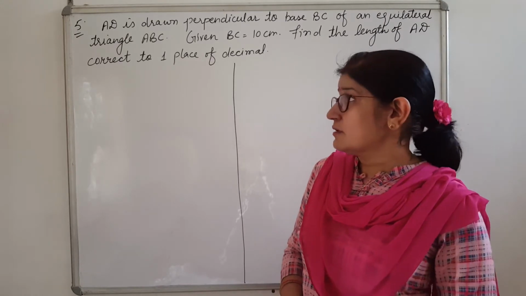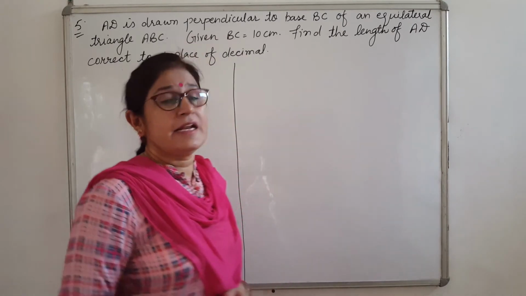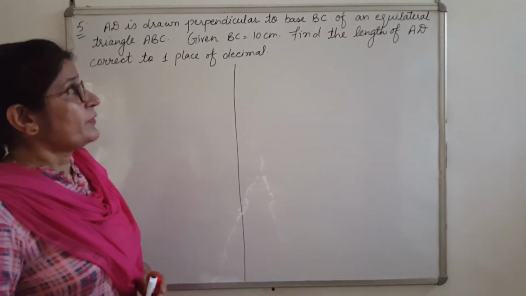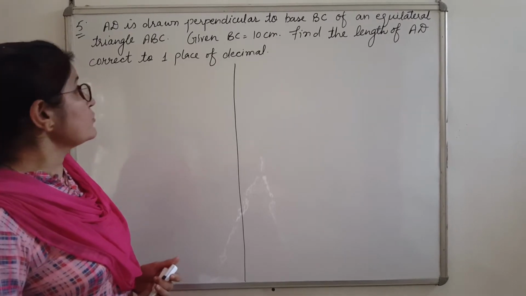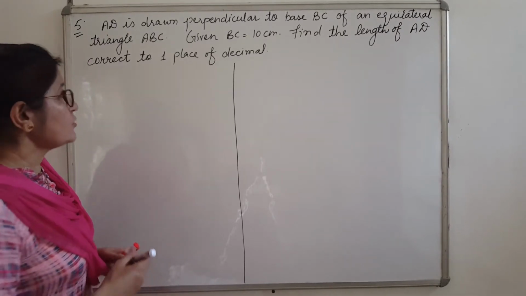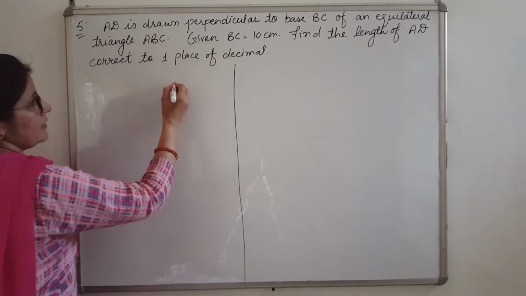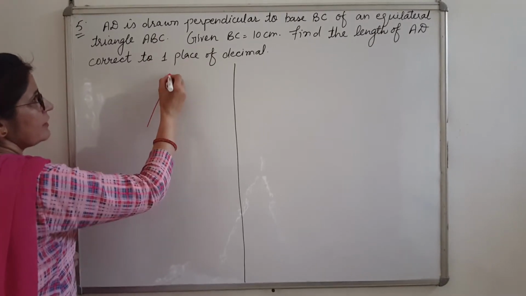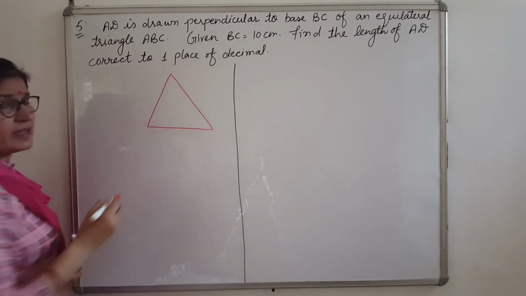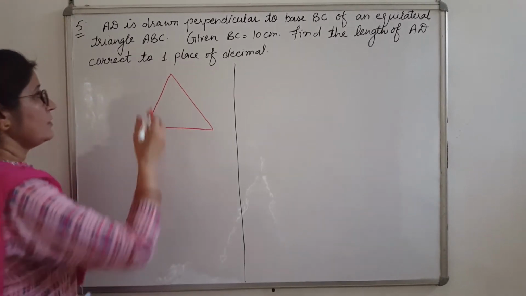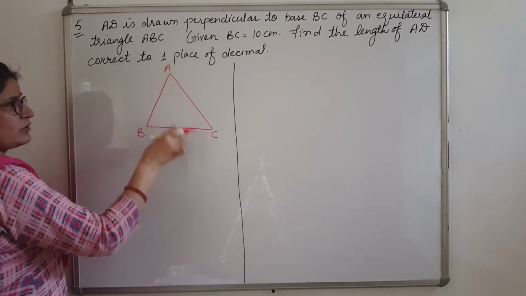In this question, what is given? An equilateral triangle is given and AD is given perpendicular. So you have to find the length of perpendicular AD correct to one place of decimal. So first of all we draw the diagram. An equilateral triangle. What do you mean by equilateral triangle? Any triangle whose all sides are equal. So A, B, C.